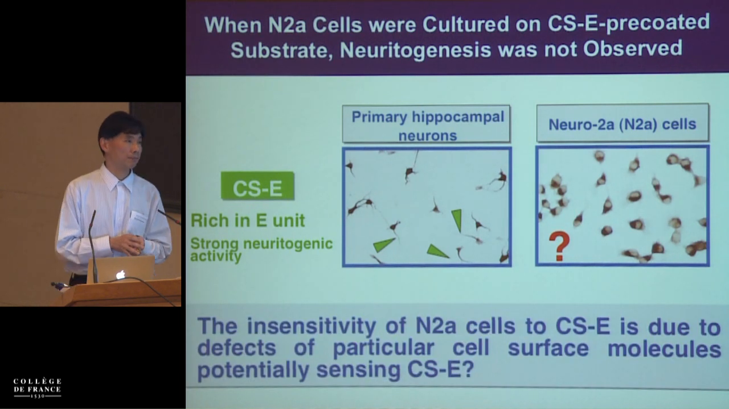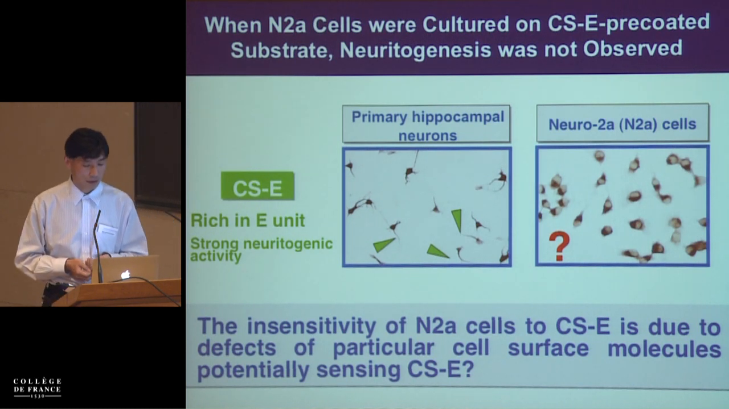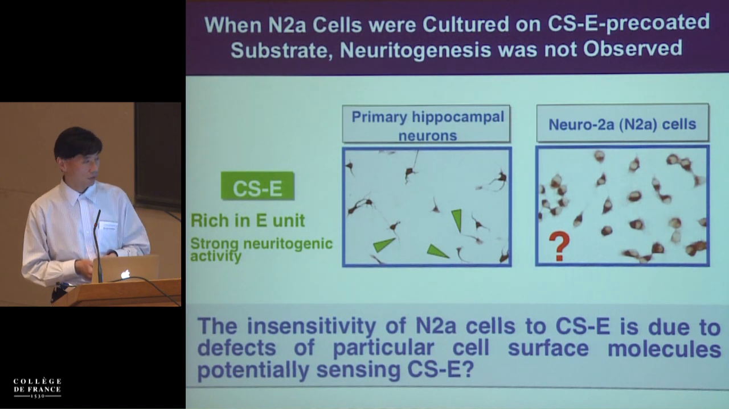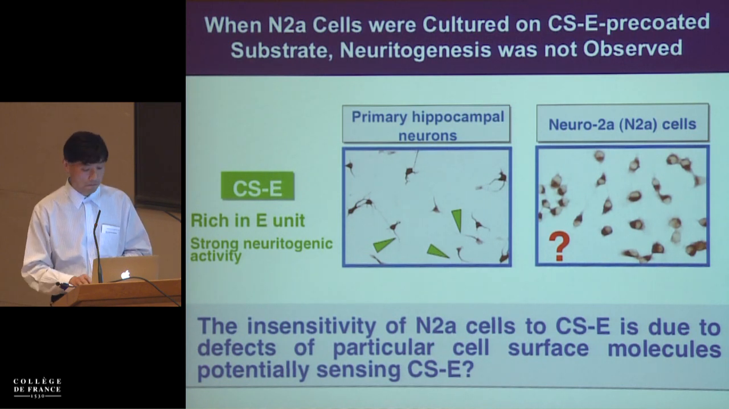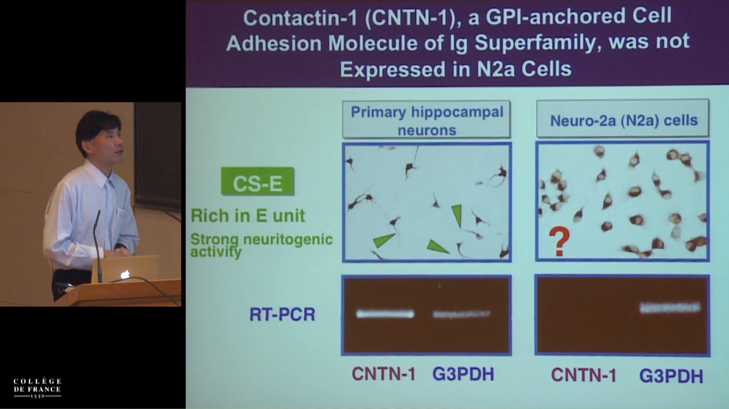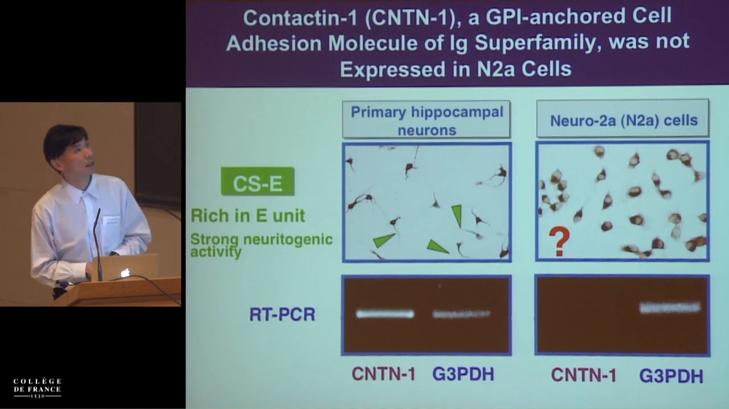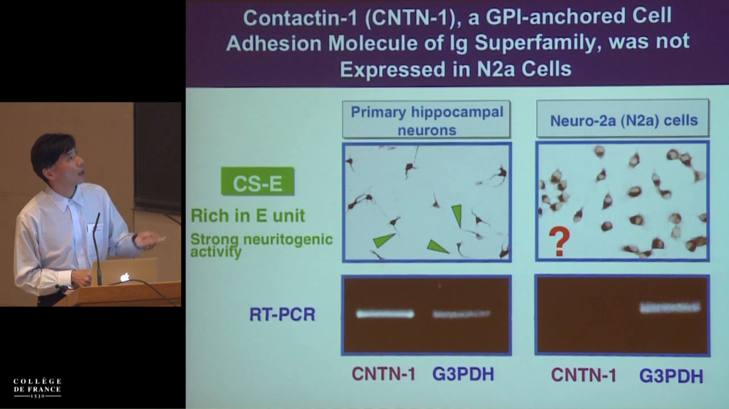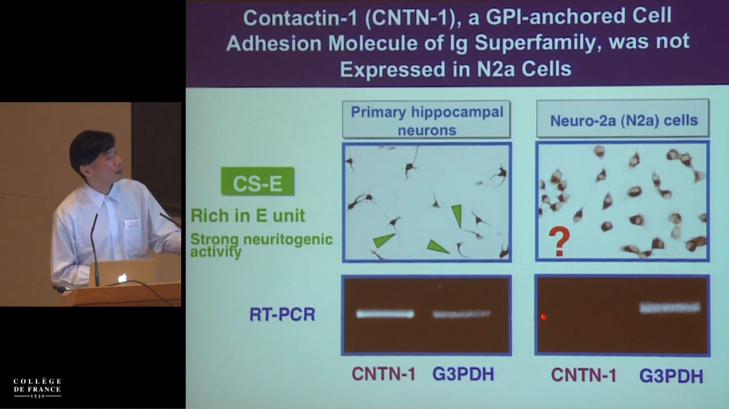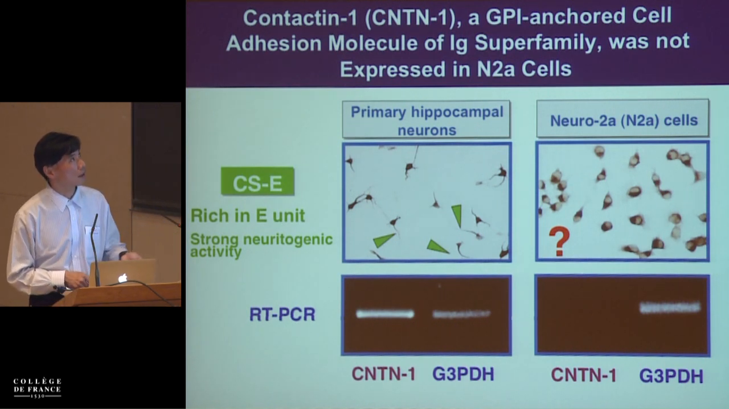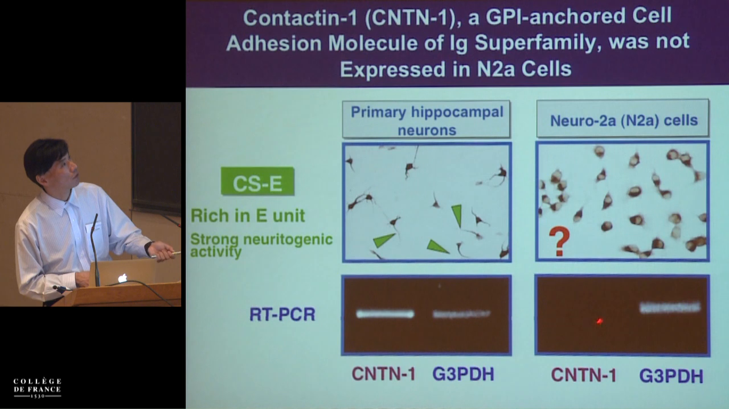This initial observation raises a possibility that the insensitivity of Neuro2A cells to chondroitin sulfate E is due to defects of a particular cell surface molecule potentially sensing chondroitin sulfate E. So in the search for candidate molecules by comparative gene expression analysis using a cDNA library derived from primary hippocampal neurons and Neuro2A cells, we found that contactin-1, a GPI-anchored cell adhesion molecule of the immunoglobulin superfamily, was not expressed in Neuro2A cells.